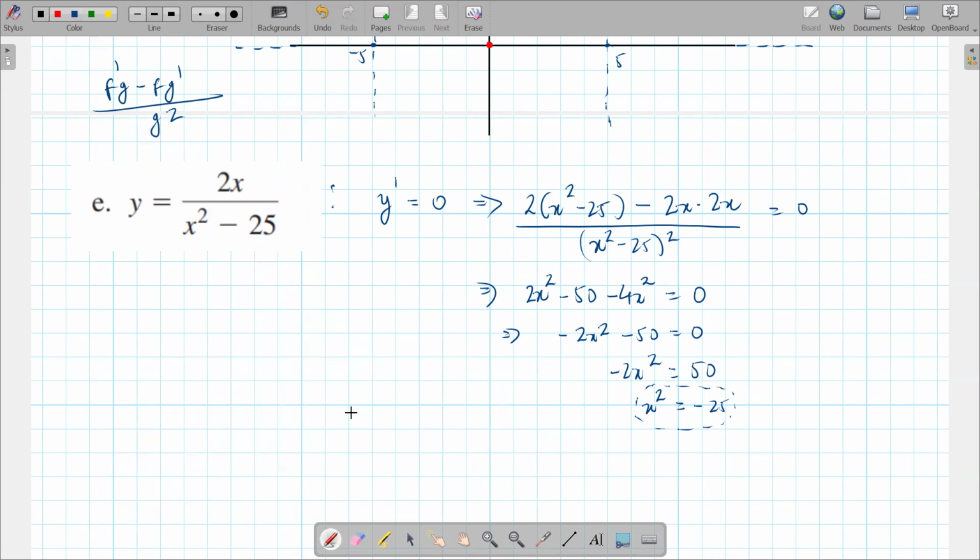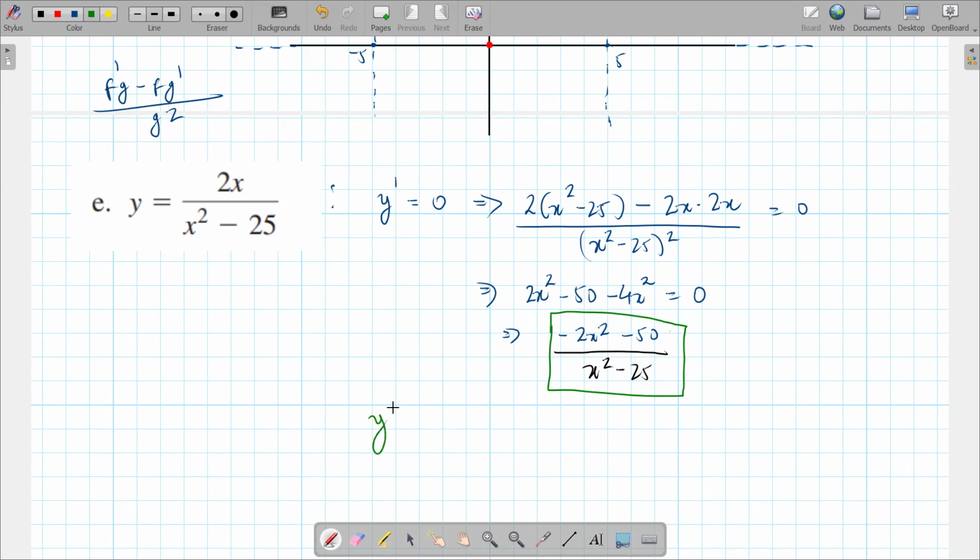Let's work on the second derivative. Let's see if this one has a point of inflection. So when you simplify the first derivative, this is as far as you can go. 2x squared minus 50 minus 4x squared is negative 2x squared minus 50. So this is as far as you can go. This is your y prime. Now we need to find y double prime, and we need to set that equal to 0 to find the point of inflection. What's the derivative of this? You have to use the quotient rule again.